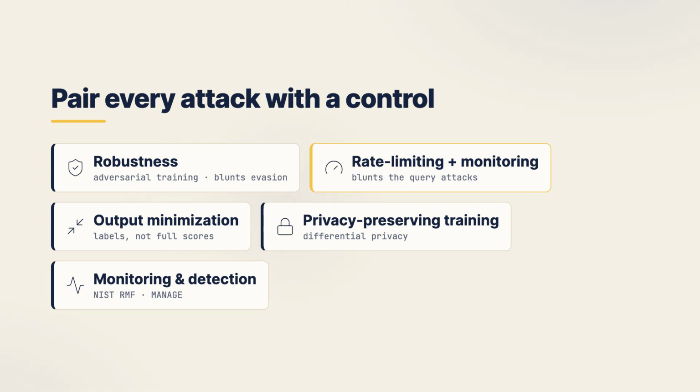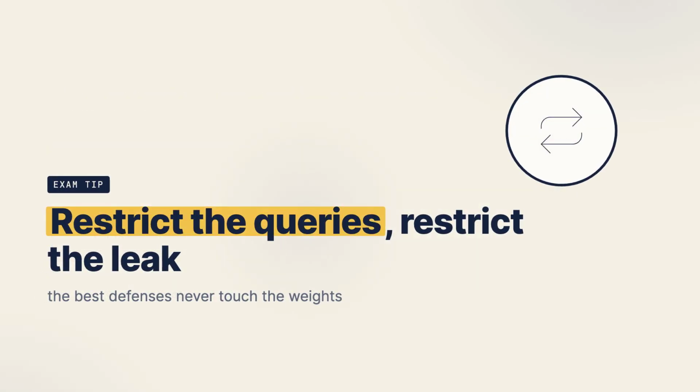One more thing worth flagging for the exam. The common thread across all of this is query access, and the highest leverage defenses, rate limiting, output minimization, and query monitoring, are exactly the ones that don't touch the model's weights. So if a question asks how to defend against extraction or inference attacks, favor controls on how much the API reveals and how often it can be asked before you reach for model internal fixes. Restrict the queries, restrict the leak.